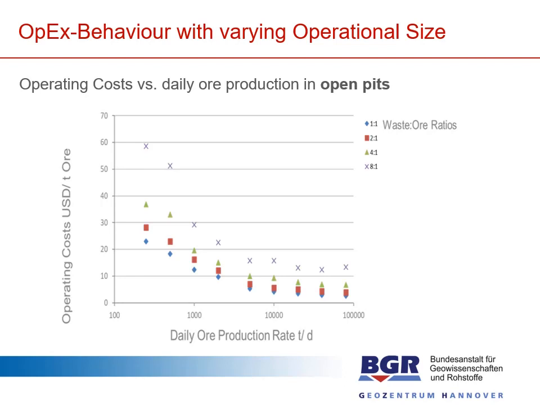If you have, let's say, a 1,000 tons per day mining operation and you have a waste-to-ore ratio of 1 to 1, you have probably mining costs of $12. On the other hand, you have costs of $30 per ton if you have a waste-to-ore ratio of 8 to 1. So you have very high differences depending on your waste-to-ore ratio.